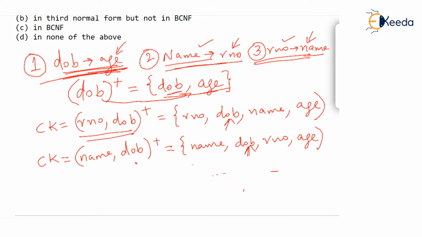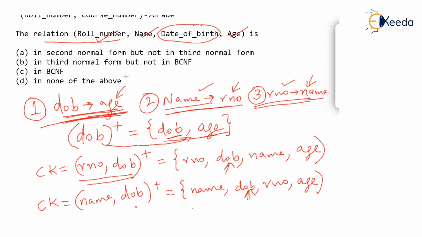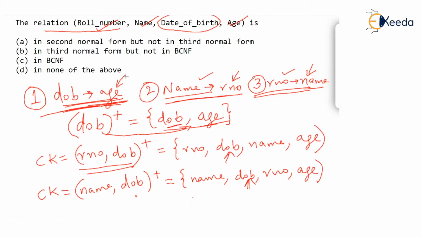So there are two candidate keys in this table. Now let us find out from the given dependencies. These are the three dependencies 1, 2, 3. Date of birth determines age, name determines roll number, roll number determines name. Let us see which rules do these dependencies fit in.